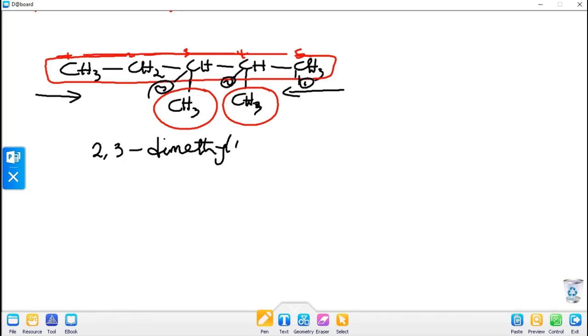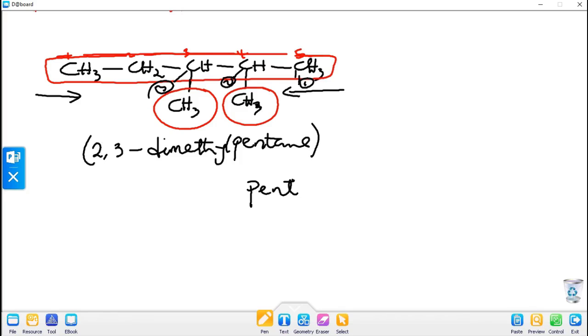2,3-dimethyl pentane. It is pentane because there are 5 carbon atoms in the parent chain. Now, someone may ask again, how did we come about this name? I don't understand. Now, this is how you have to understand. When you have mapped out your parent chain, count the number of carbon atoms in the parent chain, and then write down the name of that parent chain.